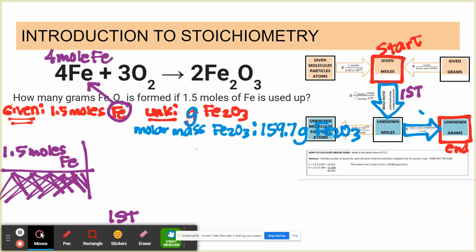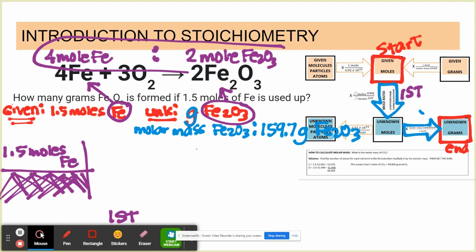Okay, and your unknown, which is Fe2O3, this one right here. So this is 2 moles Fe2O3. All right, so basically that's it. That's your mole ratio right there. Okay, so let's put that in. So that goes in here.